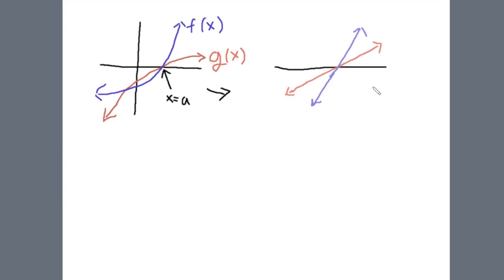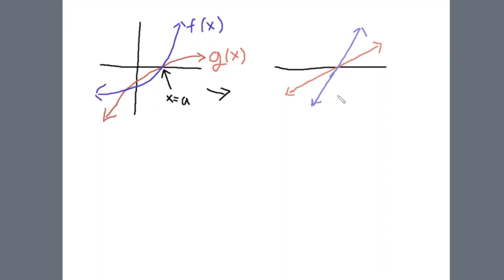If we zoom in far enough, the functions f and g begin to look like lines and stop curving. The slope of these lines is just the derivatives of the function at x equals a. So the slope of the blue line is just f prime of a, and the slope of the red line is just g prime of a.